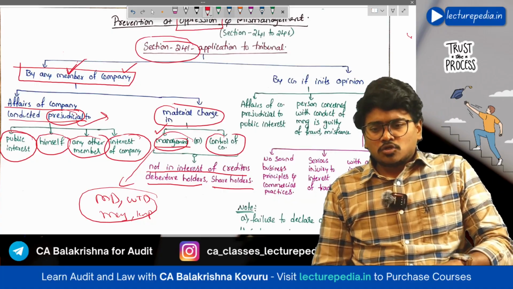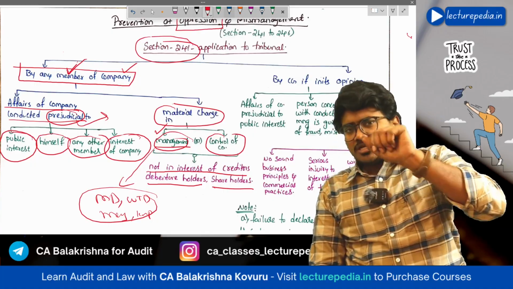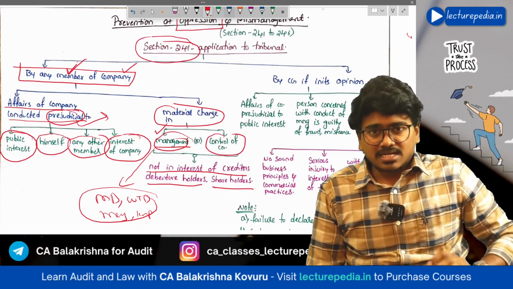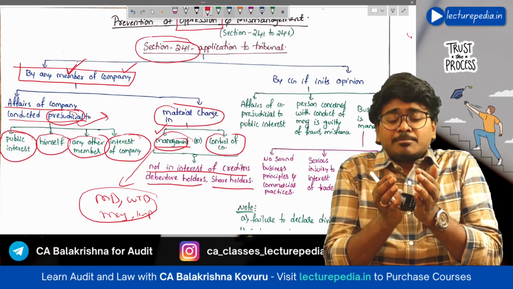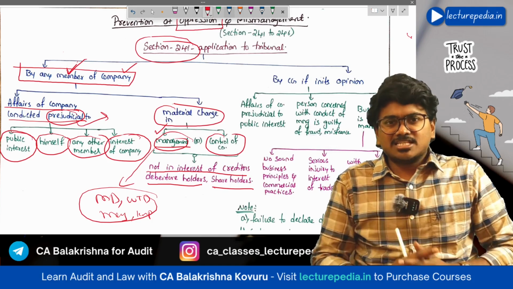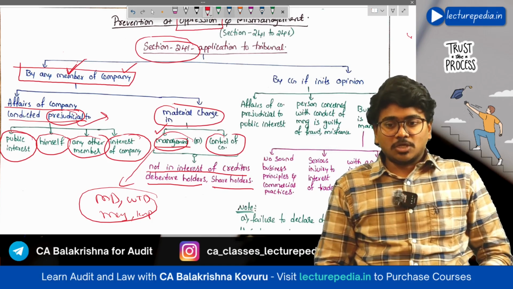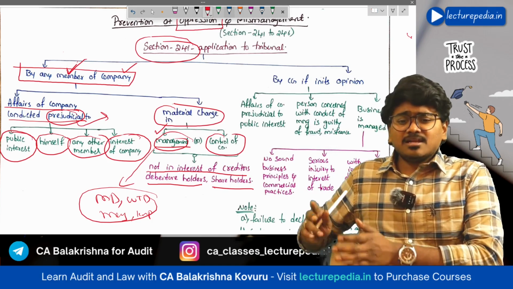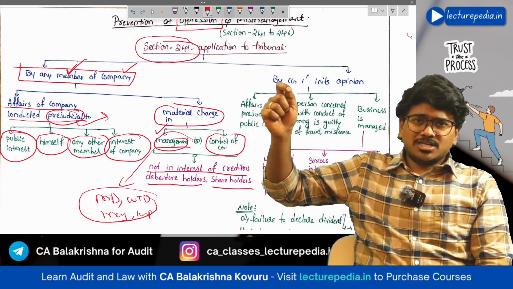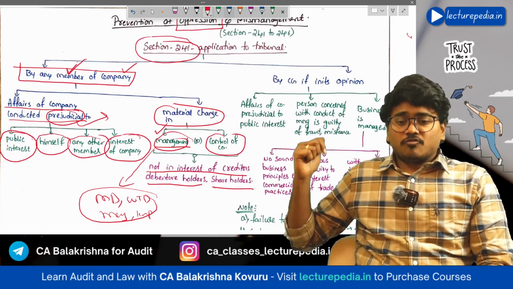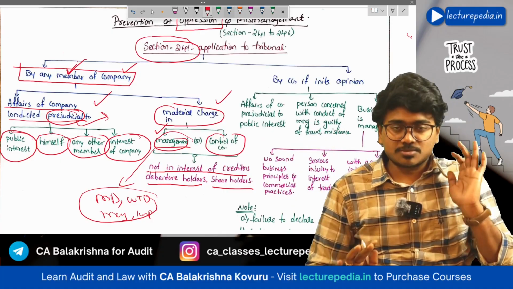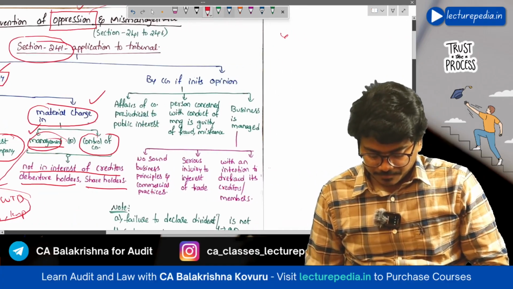However, to file an application to the tribunal under section 241, there is some eligibility criteria. A certain minimum number of members must be there to file the application. We will see that eligibility criteria in the next section. So here members can file an application under section 241 to the tribunal in case of the following situation: if there is any oppression or if there is any mismanagement.